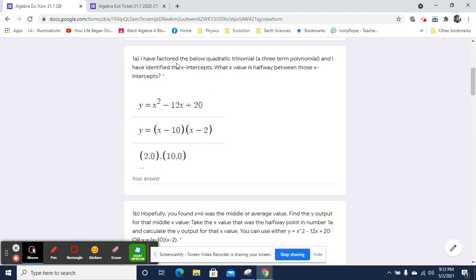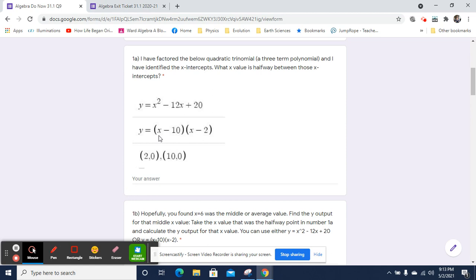So for 1a, I factored this quadratic trinomial. It's a three-term polynomial, and so then I got x minus 10 times x minus 2, because negative 2 times negative 10 is 20, and negative 10x plus negative 2x is negative 12x, and x times x is x squared. And so from that, I use the zero product property, which says that if anything is multiplied times 0, the whole thing is 0. So this lets me figure out what would make y 0.